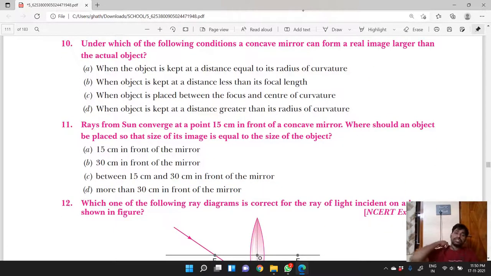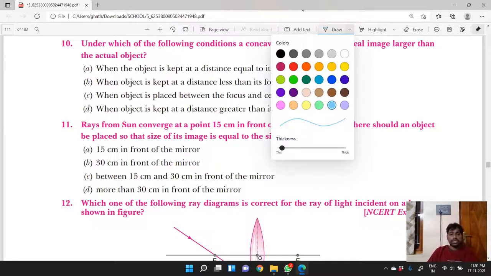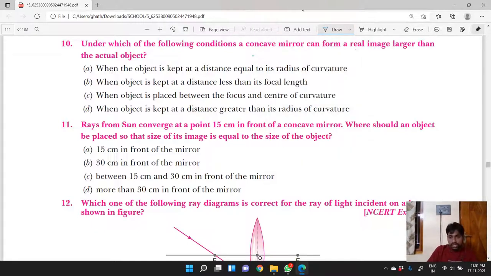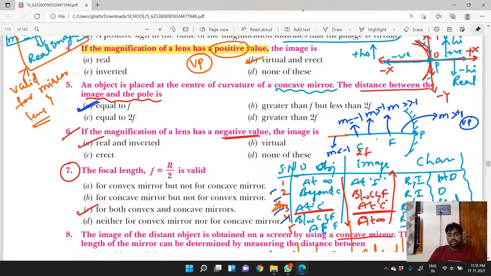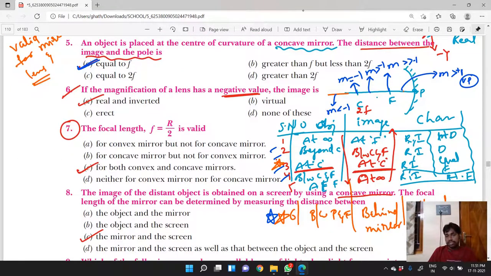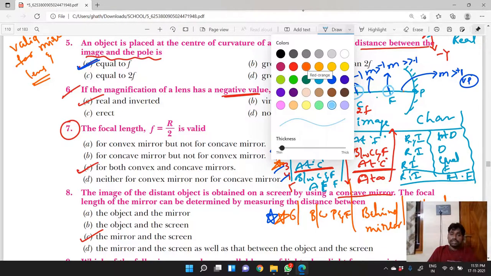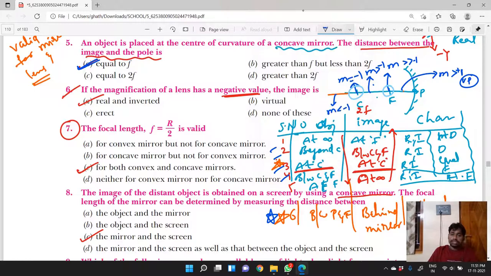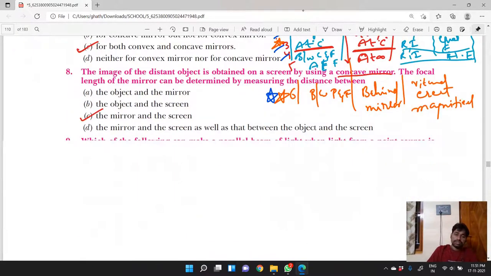Next, under which of the following conditions can a concave mirror form a real image larger than the actual size? Now I only just told you the very clear answer, that is a real image they are asking, a real image larger than its size. So look at that. It forms a real image larger than its size when the object is placed between C and F. So our answer is between C and F, the correct answer.